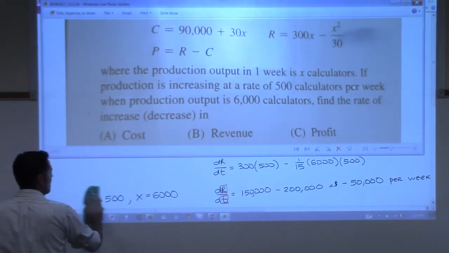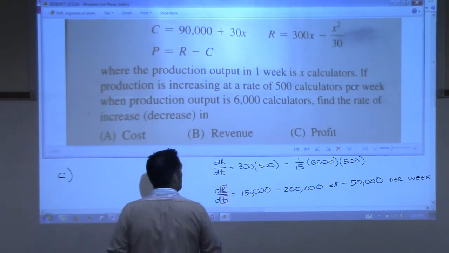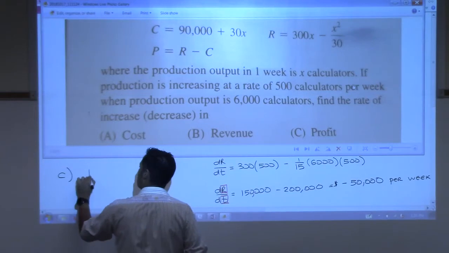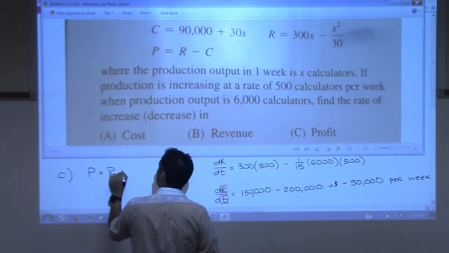So what's the answer to part C? Just plug in the two answers you got. So part C, check this out. Profit is revenue minus cost. Yes?